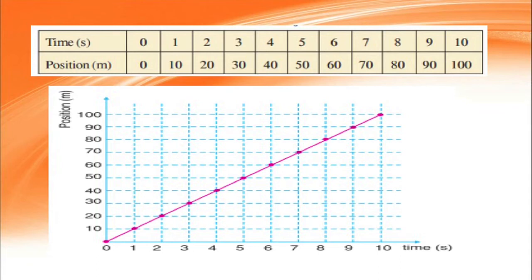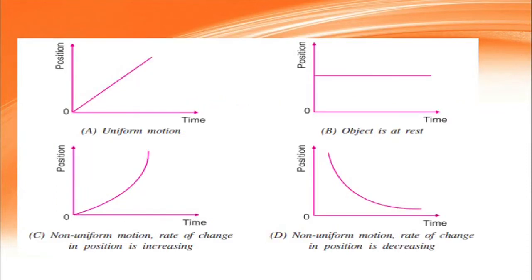For good understanding, we can study the following graphs. You can see the distance on the y-axis and time on the x-axis. Here, in the first graph, there is a straight line, so it is showing uniform motion. Graph 2 is parallel to the time axis, which means the position is not changing with time, showing that the object is at rest.